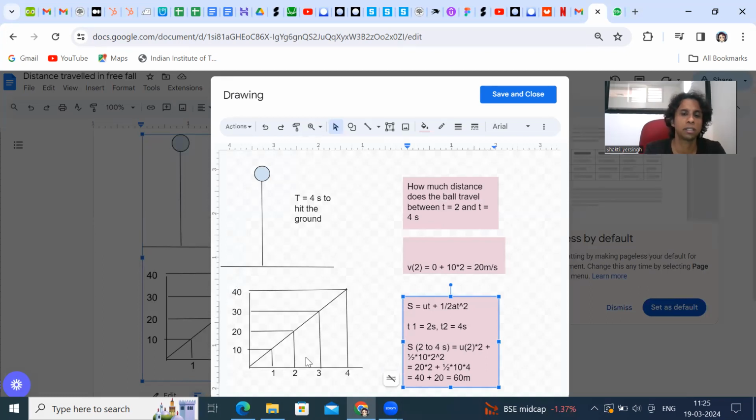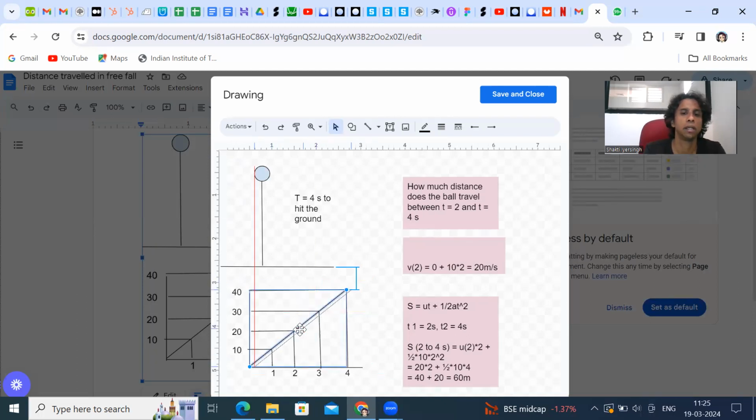What it essentially means is the area under this speed time curve between 2 seconds and 4 seconds, this particular area, not including this upward thing, only this area under the curve between 2 and 4 seconds happens to be 60 meters.